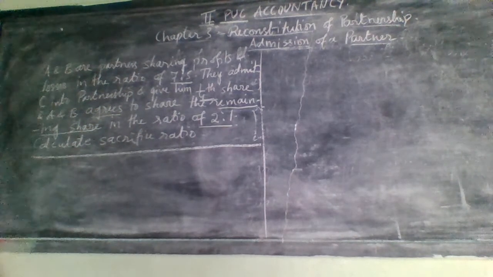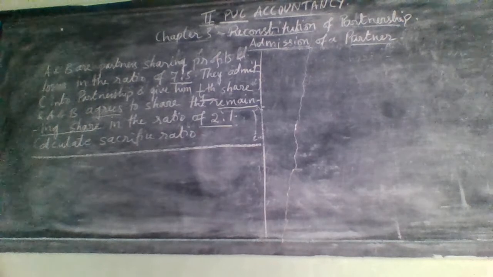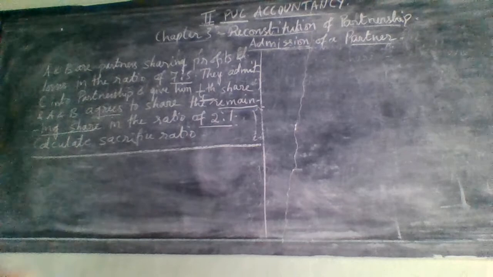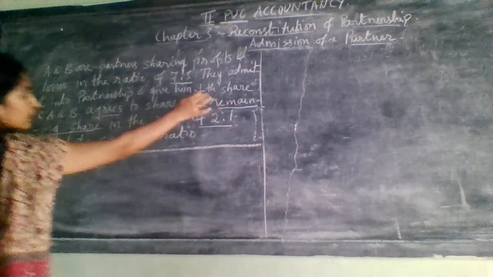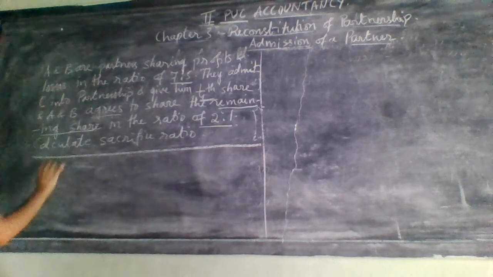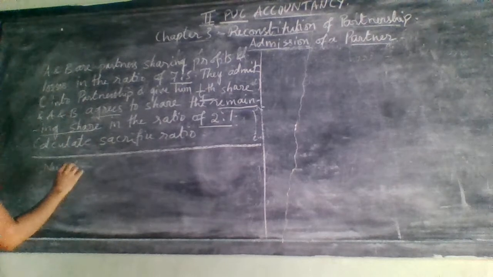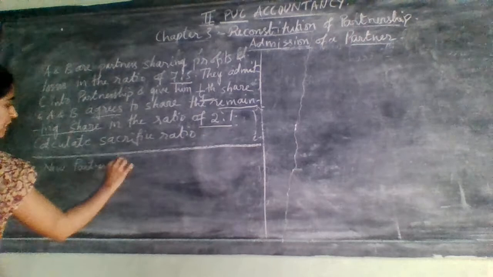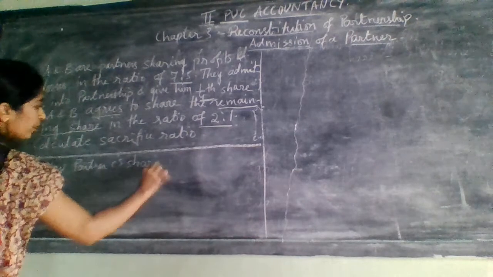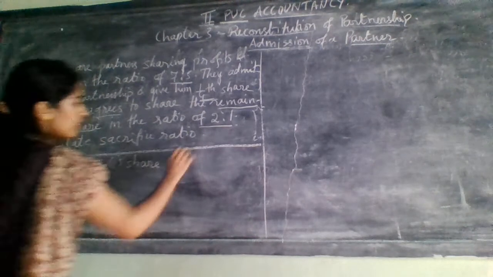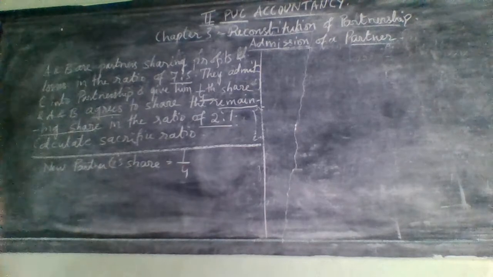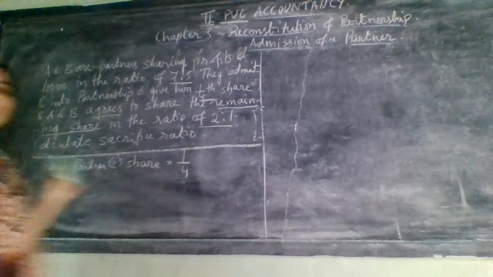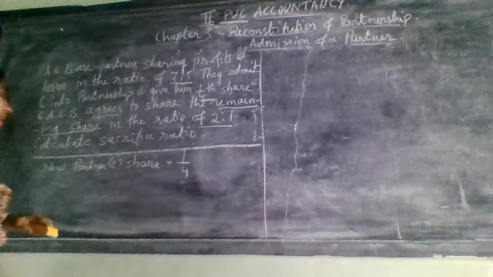First we will find out what is the remaining share. How to get that remaining share? To calculate remaining share, first we will take the new partner share. What is the new partner share? New partner, who is that? New partner is C, right? New partner C's share is 1/4. So after taking 1/4, what is remaining? That is considered as remaining share.